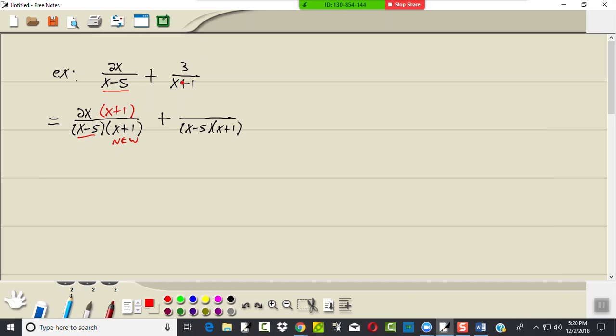Over here, our second fraction, our old denominator is x plus 1. The x plus 1 is still there. The new item down below is x minus 5. So we're going to multiply the top part by x minus 5.